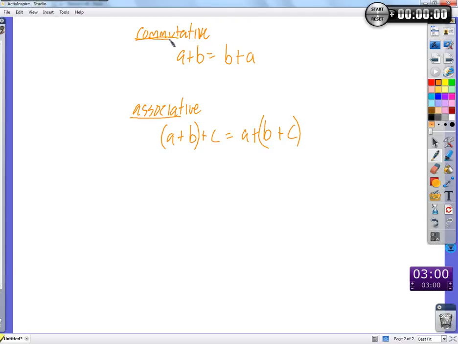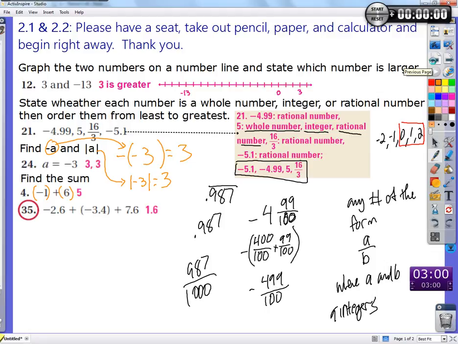Commutative. Commute means to move. There's movement in this property. A and B switch positions. Associative, it just matters who works together with who first. But in the end, it doesn't make a difference. They're equivalent to each other. Okay. You did do that. Work together. So negative 1 plus 6 or 6 minus 1, still going to get 5.